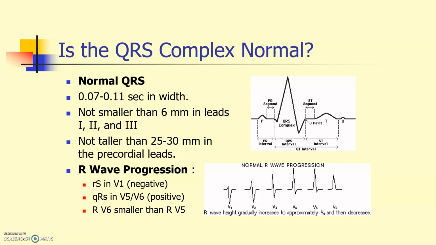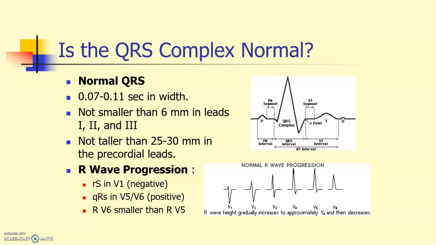The normal QRS complex is less than 2.5 small squares, less than 0.12 seconds in width. It is not smaller than 6 millimeters in leads 1, 2, and 3, and not taller than 25 to 30 millimeters in the precordial leads.